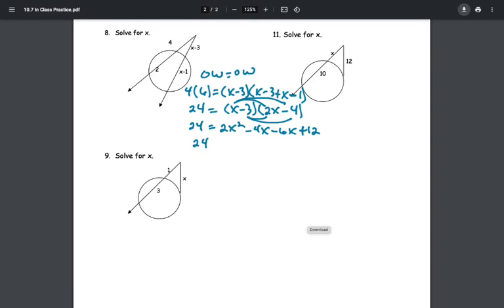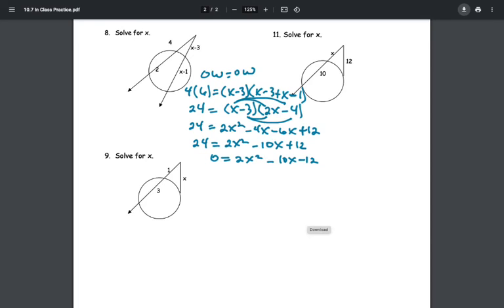Okay, so simplify some things. We get 24 equals 2x squared. Those two combine to be a negative 10x plus 12. I'm going to move the 24 over because I have an x squared. It has to be equal to 0. So I'll subtract that.